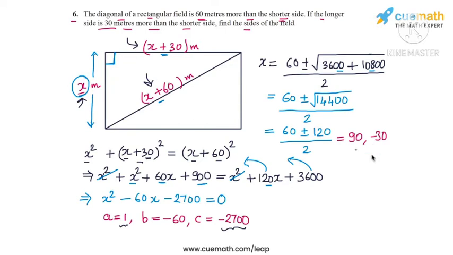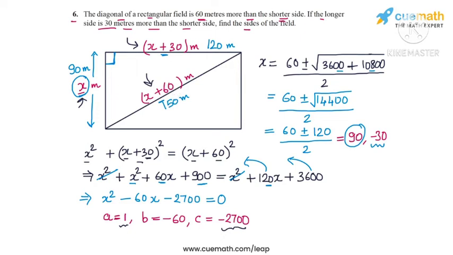So this means that it cannot be a negative number. It must be a positive number. So the only valid root in this case is 90. So the shorter length is 90 meters, which means that the longer dimension is 120 meters. And this means that the hypotenuse is 90 plus 60 or 150 meters.